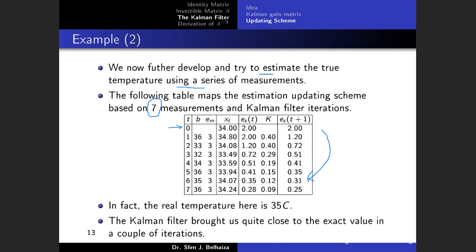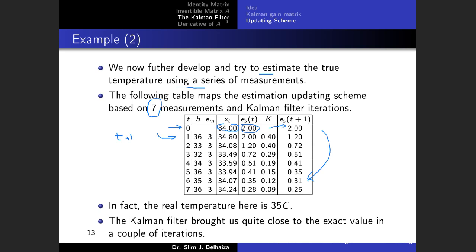The estimation was 34, the measurement error was 2, the estimation error was 2, and we've also initialized the estimation error for the beginning of the next iteration to be exactly the same, to avoid any mistake. So now this is the t+1 we've considered in the previous slide, right?